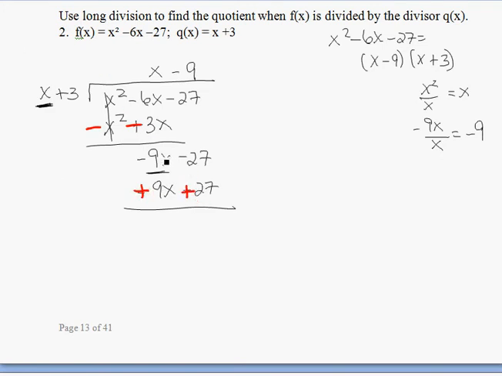And then I just combine like terms. So these two cancel, those two cancel, I get 0. So again, this is our remainder. This is our dividend.